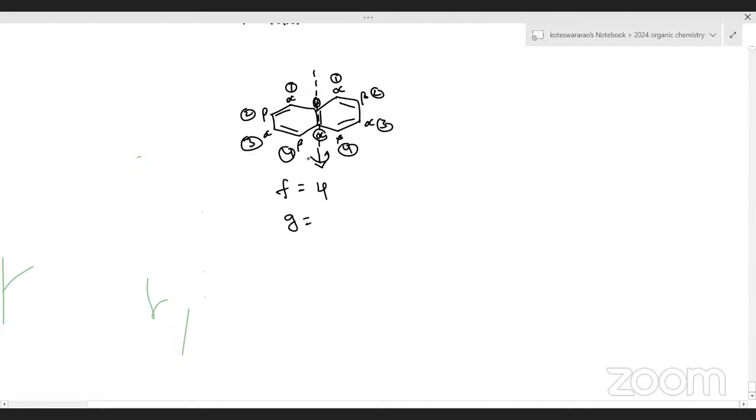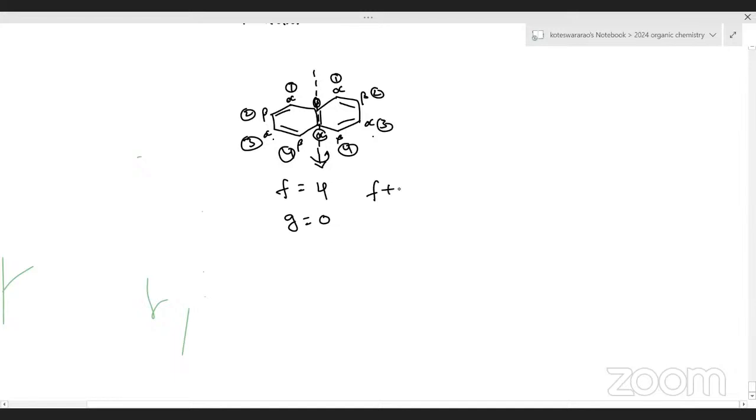Now, what is the G? Whenever we rotate this molecule across this axis, is any spin symbol replaced with a different spin symbol? Suppose here we rotate this molecule 180 degrees. Alpha is replaced with alpha, beta is replaced with beta, alpha with alpha, beta with beta. But there is no observation of alpha being replaced with beta. Therefore, G value is equal to 0.